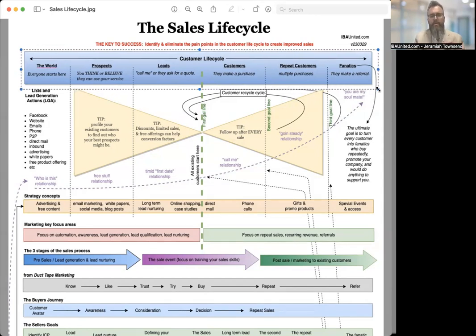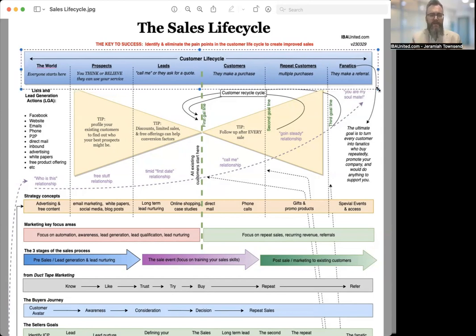In order to qualify themselves, they might ask for more information. They might set up a meeting. They might come into your store. And then you finally get them across the first goal line. The first goal line is where they go from a lead to a customer.